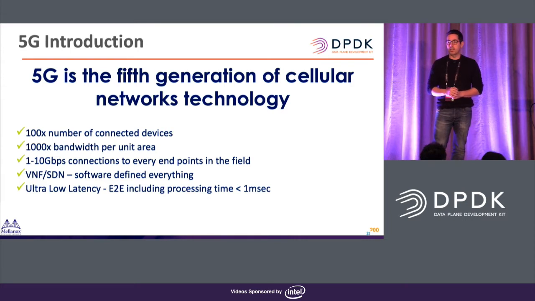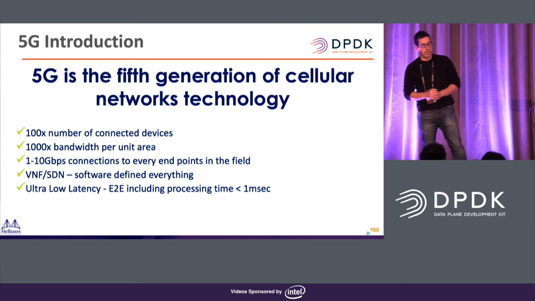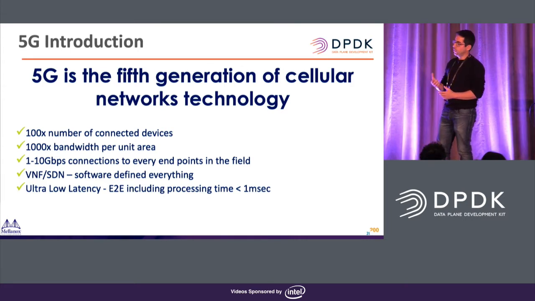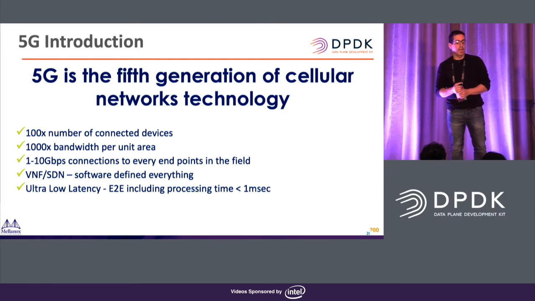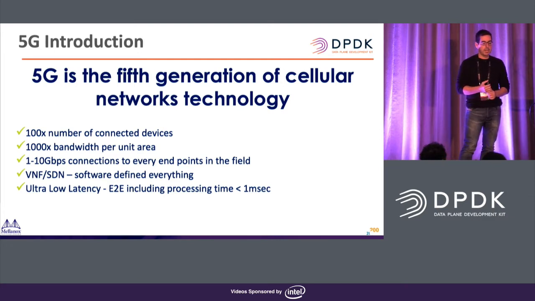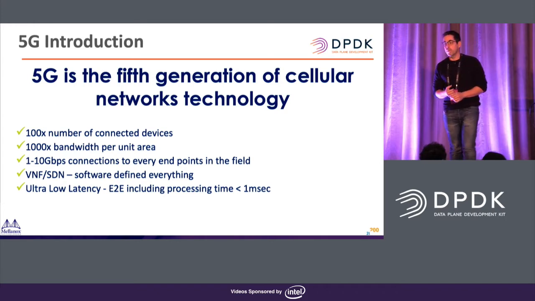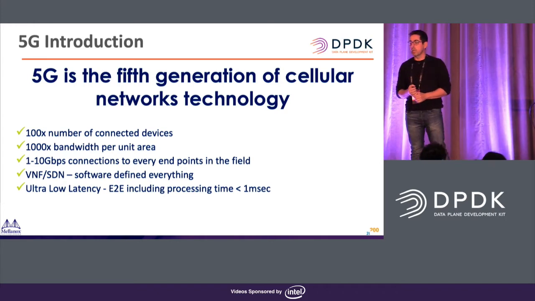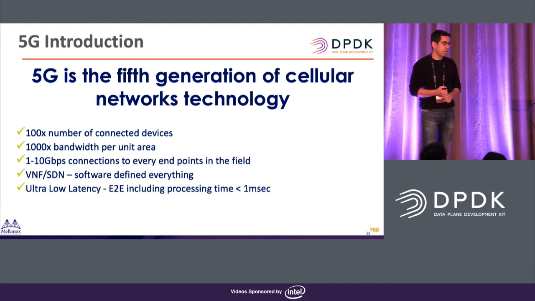1 to 10 gigabits for a mobile device, through your user equipment, through your mobile device. Everything is VNF and SDN. Everything should be software defined. It's all planned to be run on the cloud. And ultra low latency. For some use cases, you want very low latency, as I will show you.